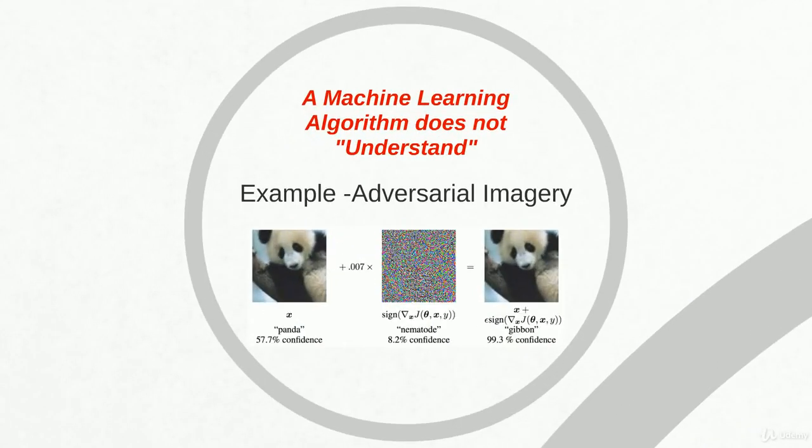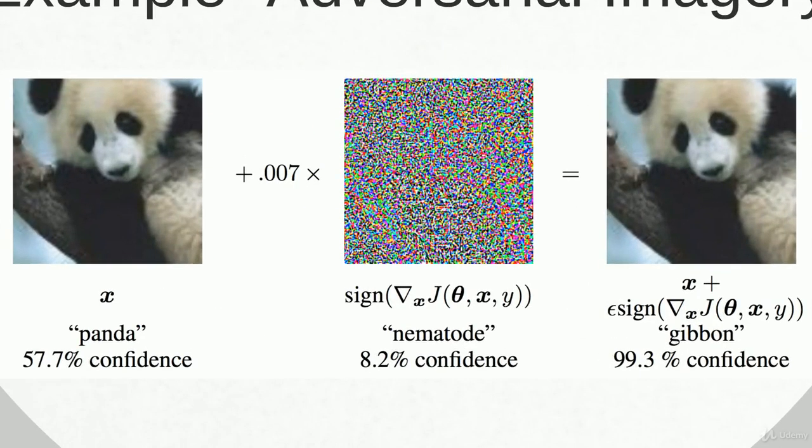So here's an example of why a machine learning algorithm does not understand. And that example is adversarial imagery. So this would be a deep neural network, and it's being used for an image classification task. So on the left here, we have a panda, which is classified with fairly good confidence.